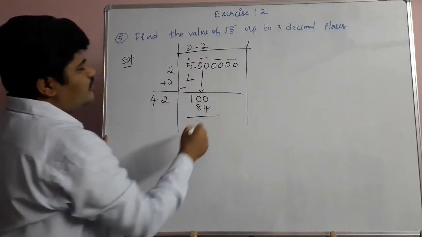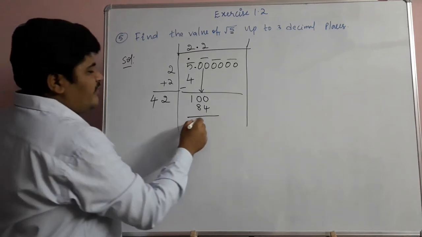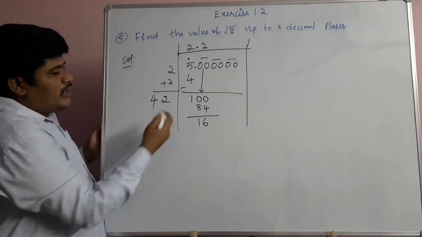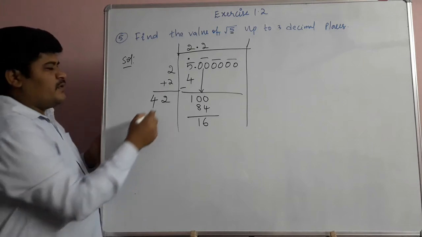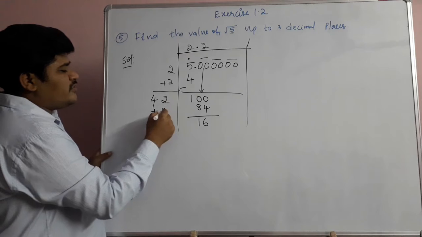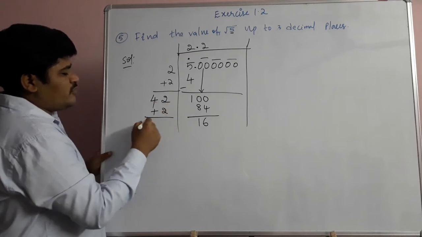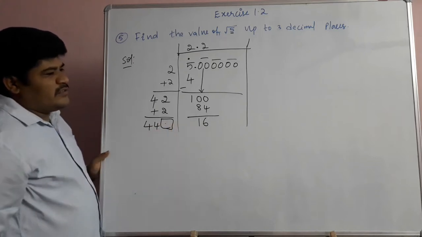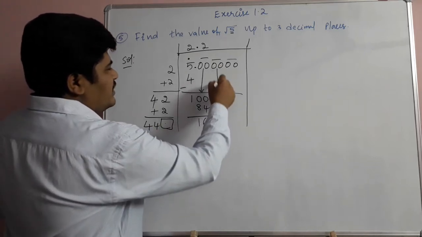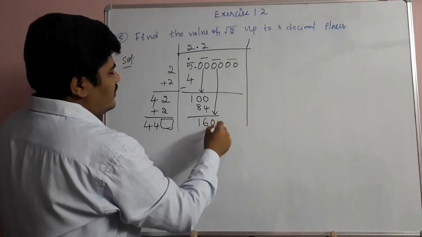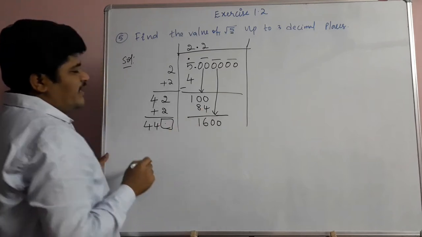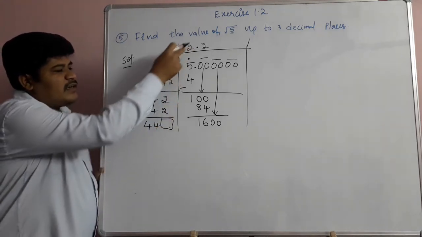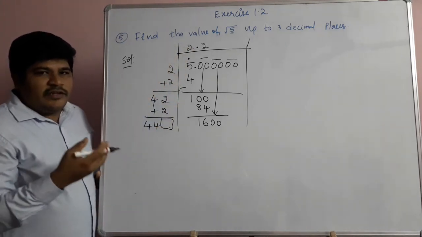And students, now 100 minus 84. What is the value? 16. Now again we are moving to the next step. Here the units digit is what, students? 2. So 42 plus 2 is 44. Now we need to find its units digit, and here we have to bring down another pair. So 1600 means 1600. So we know already either 441 ones or 442 twos. In that way we have to do.